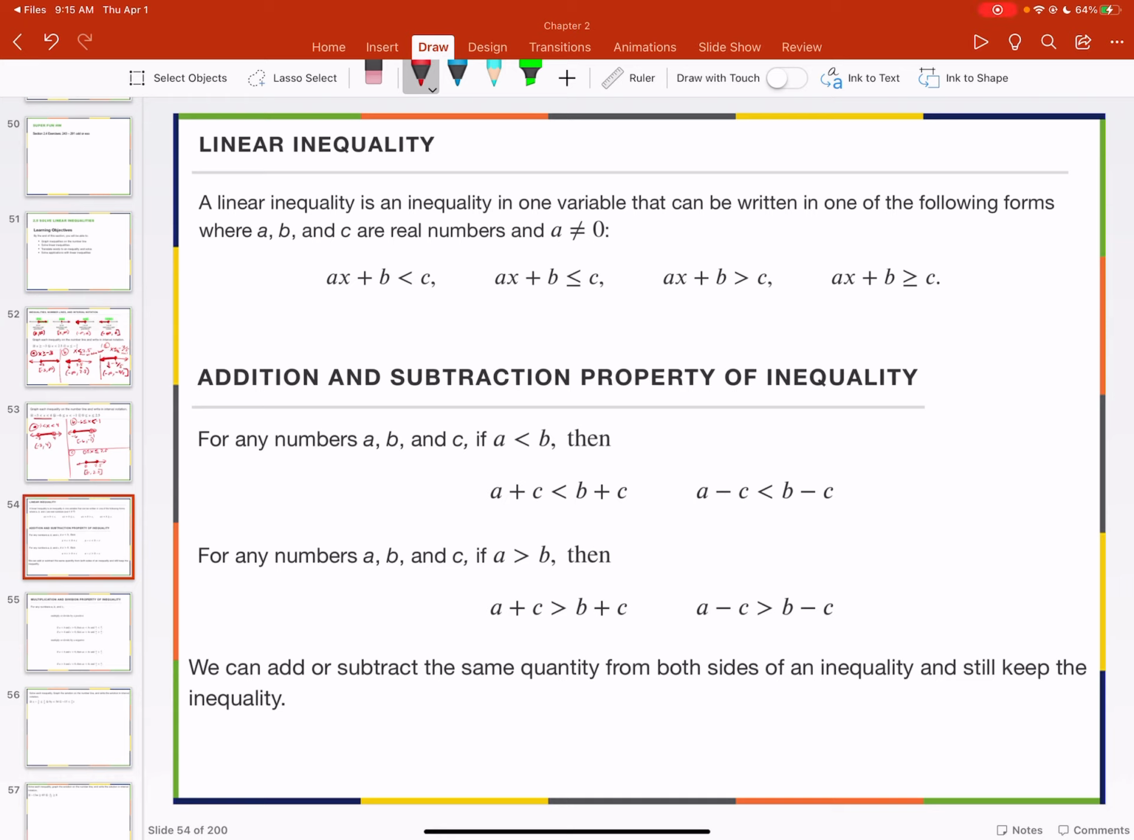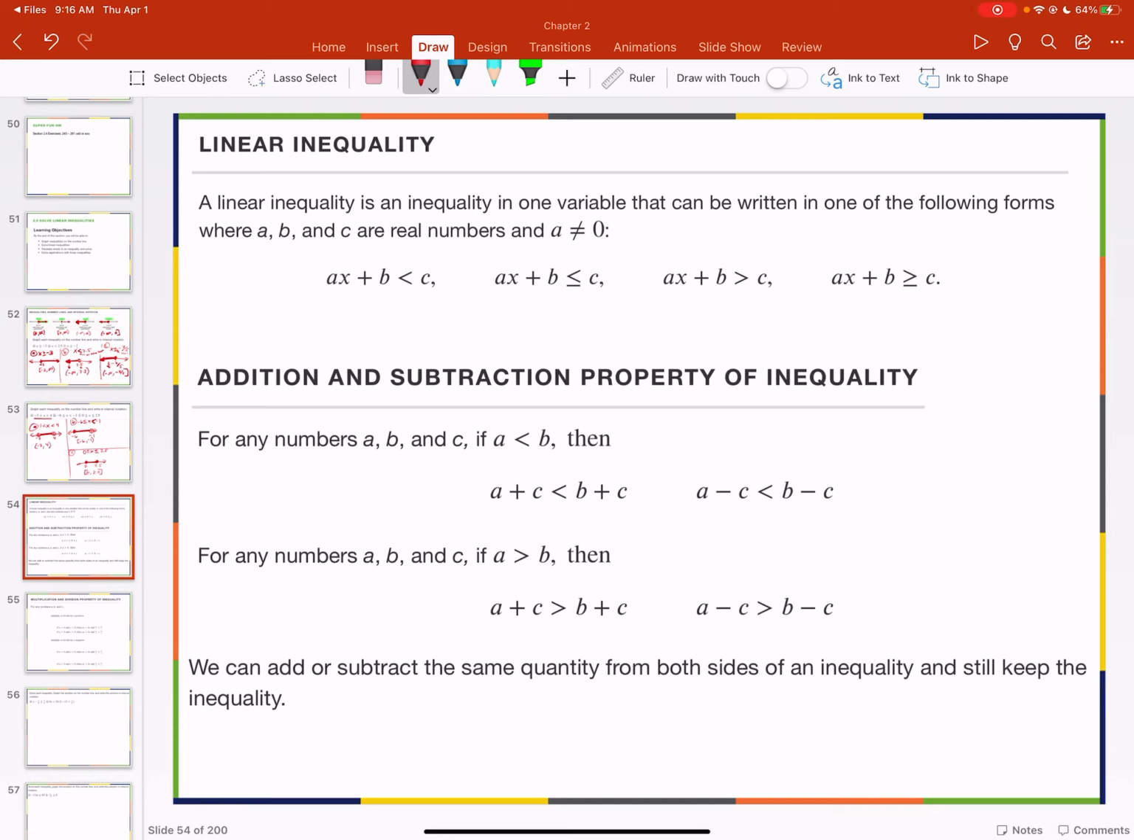So a linear inequality is basically when you have a line on one side of the inequality and then a constant on the other. So you can have them either be less than or equal to, greater than or equal to.